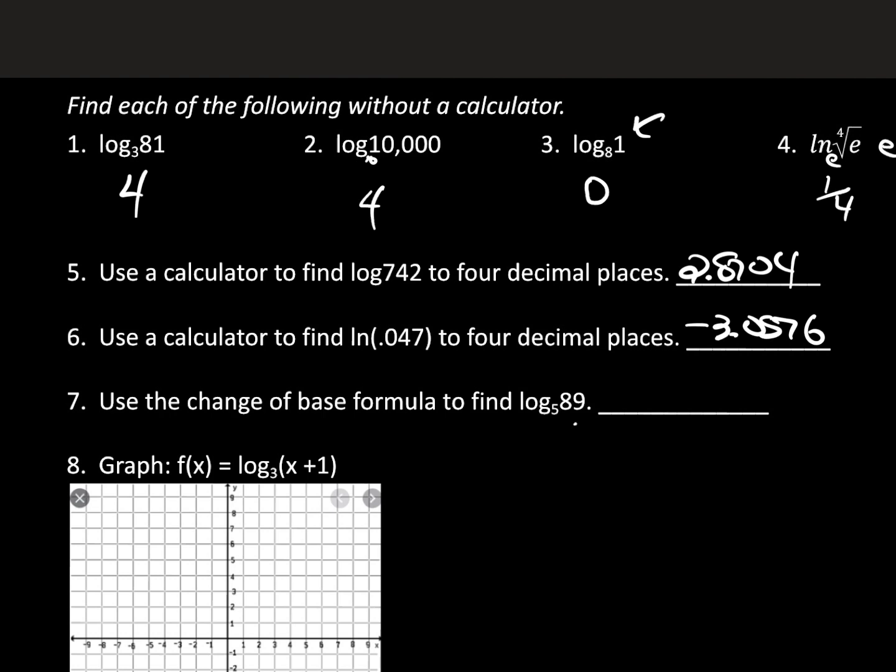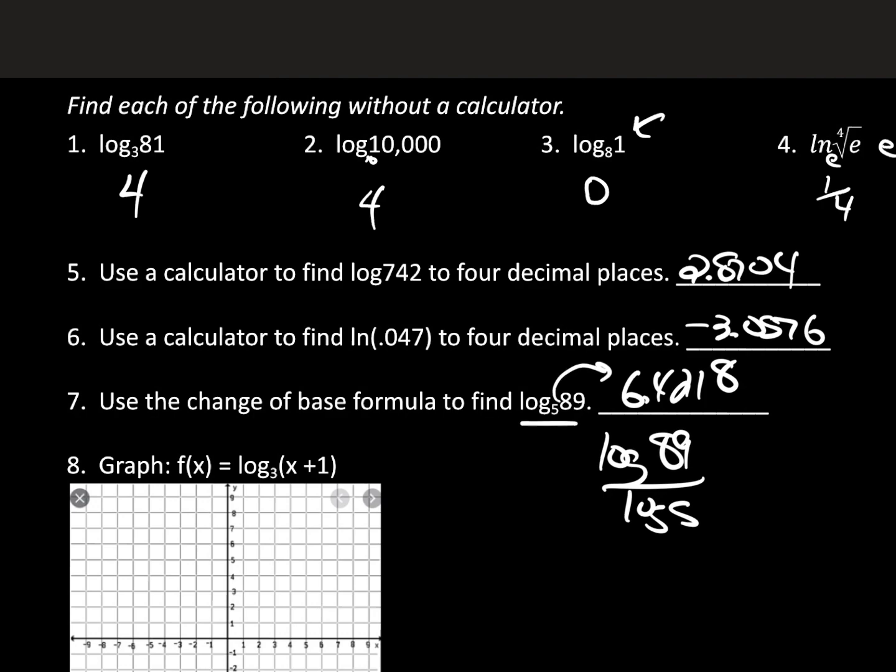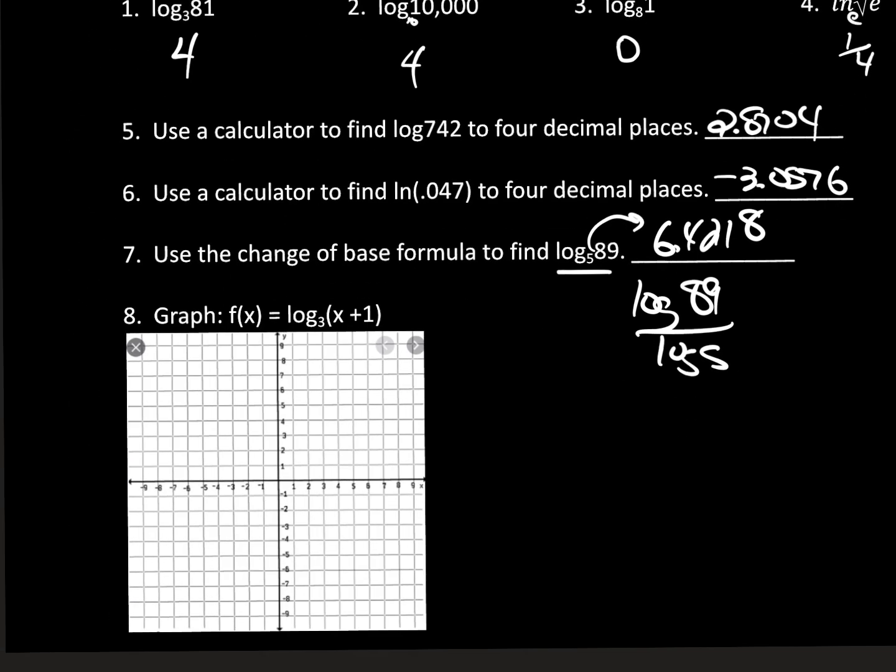And lastly, it says log base 5 of 89. To do that, we're going to use the change of base formula. We do log of the big number over log of the base. Punch that in exact. Or you could do natural log. It doesn't matter which one you do. Log 89. Make sure you close your parentheses around the 89. Divided by log 5. I'm getting 6.4218. And you can check that one. You can do 5 to that power, and it should give you very close to 89.